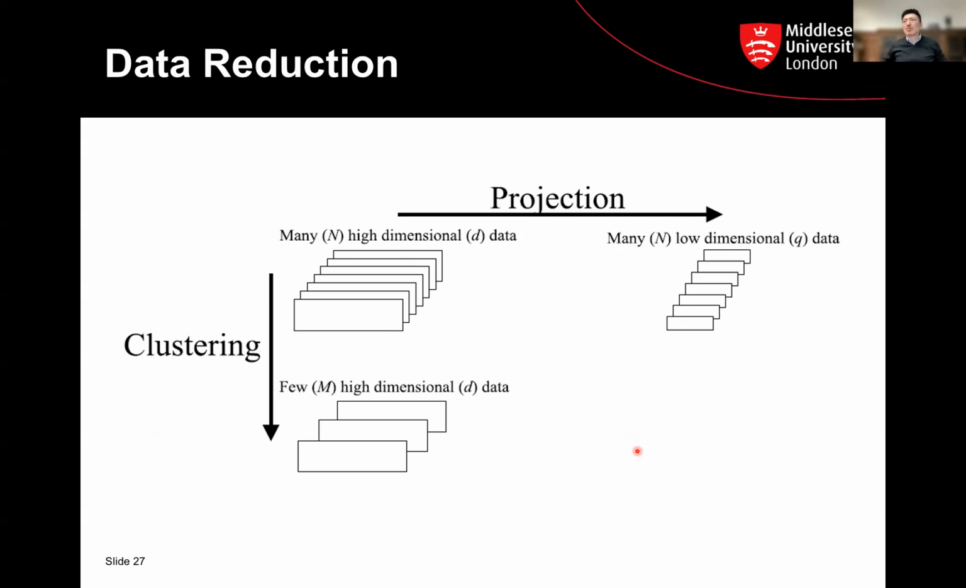To reduce the number of columns or dimensions, you can do projection. You go from high dimensional data to low dimensional data. So this does not change the number of data records. If you have 2,000 rows in your table, you still have 2,000 rows, and just the number of columns is reduced.